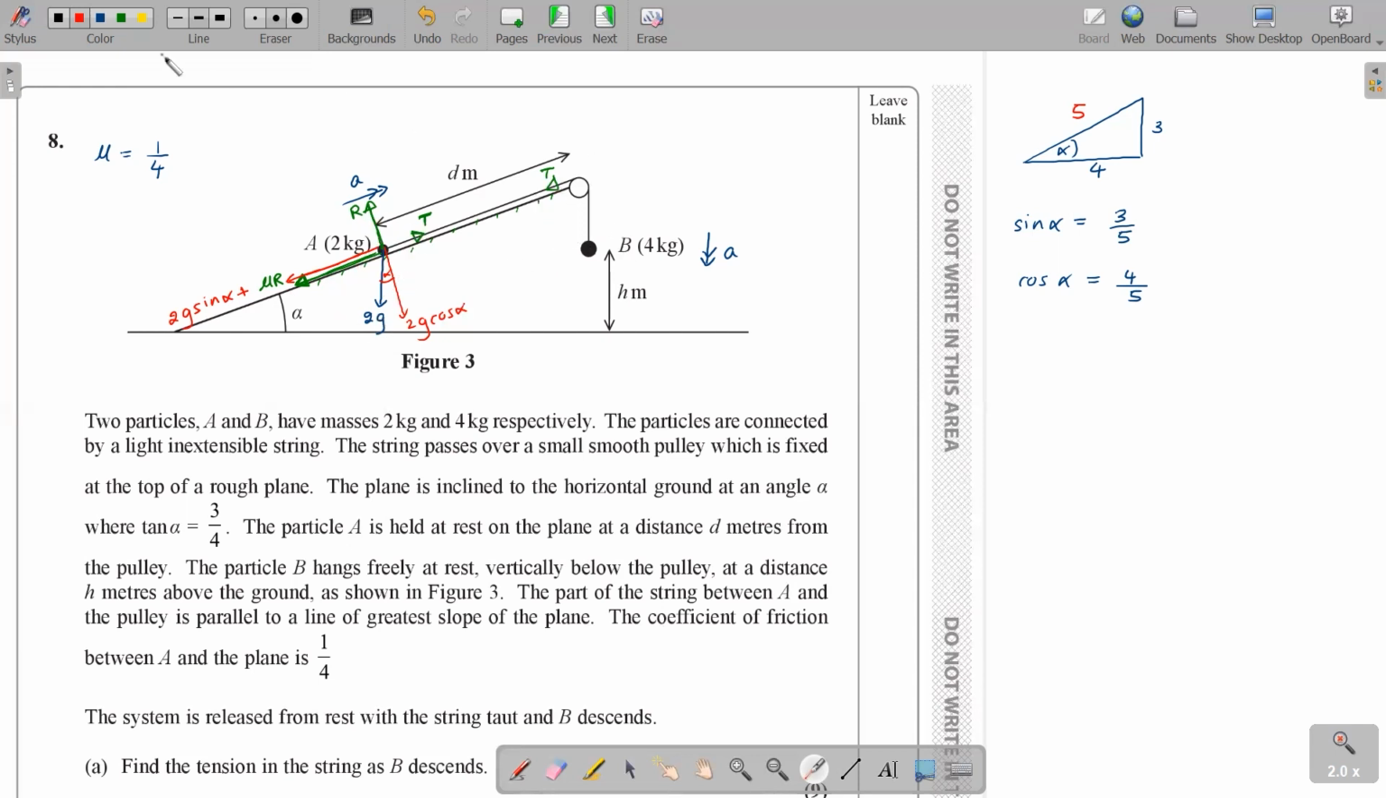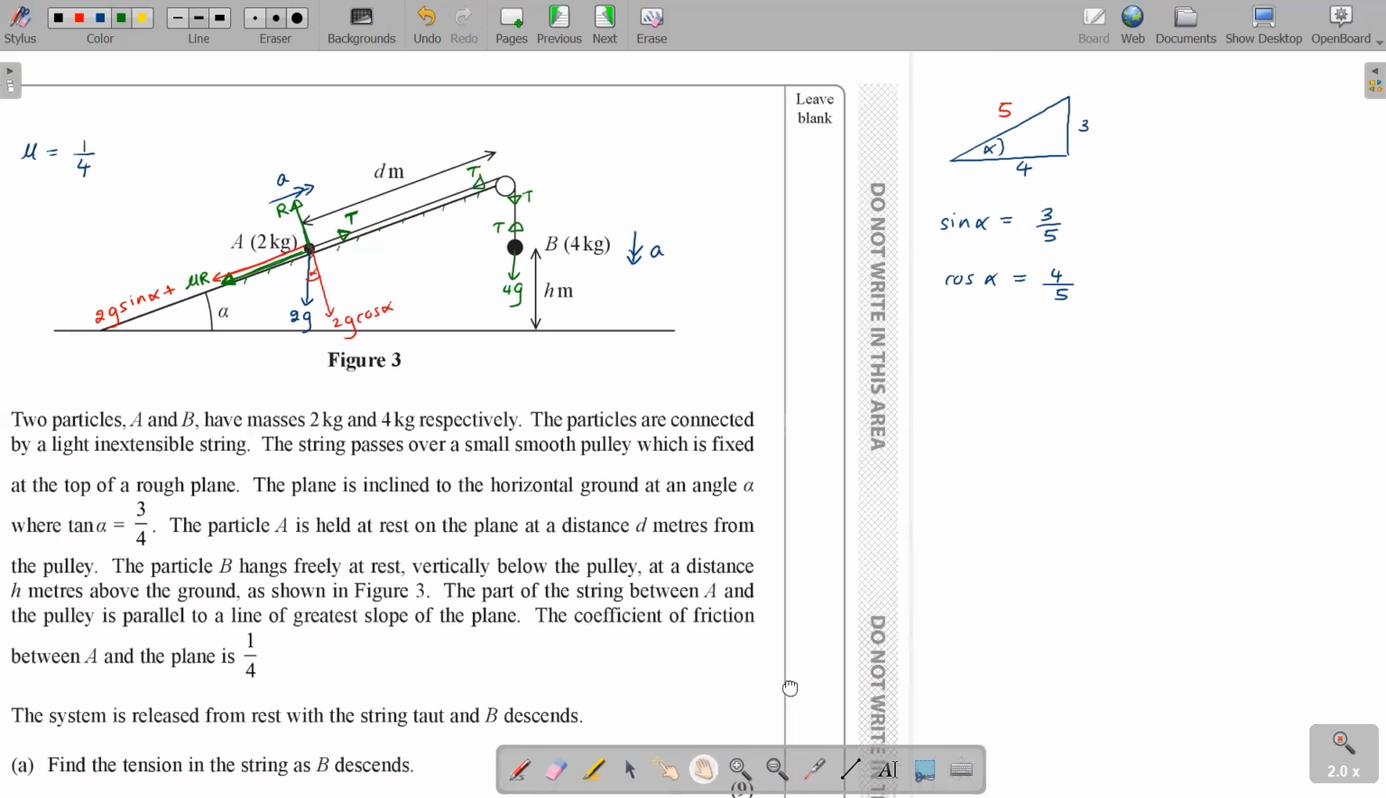Go back to particle B now. Mark the forces. So what do we have? Equal opposite tension comes from the pulley over here, the same tension. And what else do we have? We have the weight of B, which is 4g. This is it, right? For particle B hanging freely, it doesn't have any other force. There's no normal reaction. There's no friction. Just the tension and the weight. Okay. So that's it. So now we need to apply the equation.